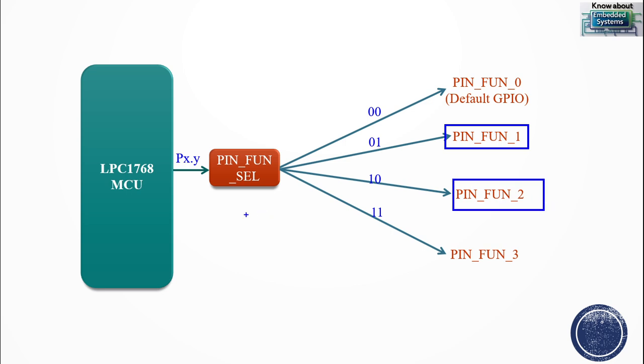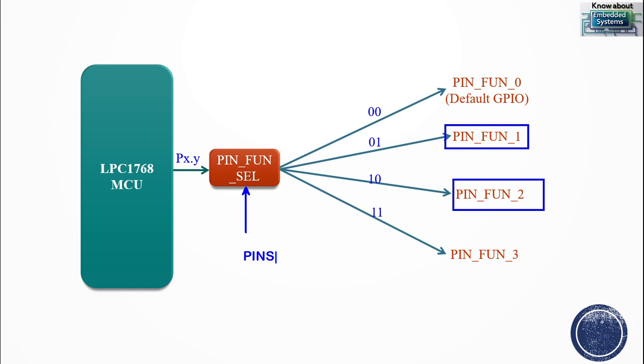For this purpose, 32-bit microcontrollers have a separate block called pin function selection. This block is responsible for selecting any one of the functionalities. By default, you know that GPIO will be selected, but in real time, whenever you want to select function number 1 and function number 2, we have to use this function selection. This function selection will have a number of registers.